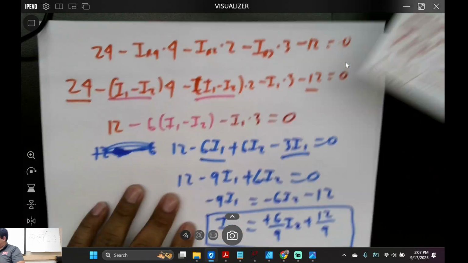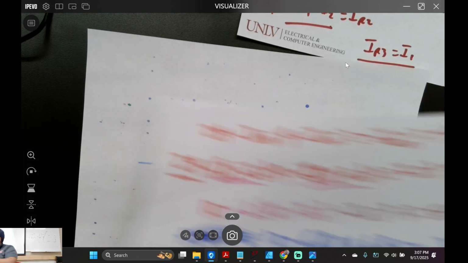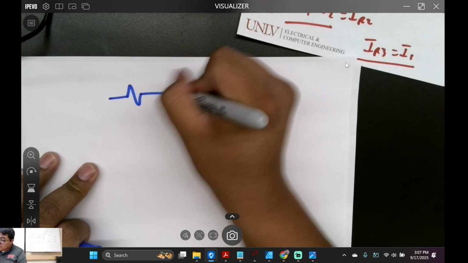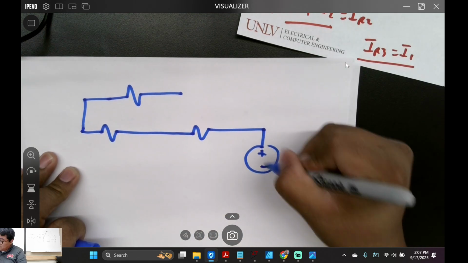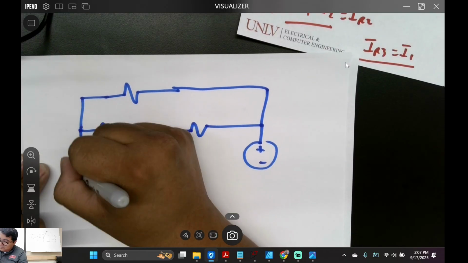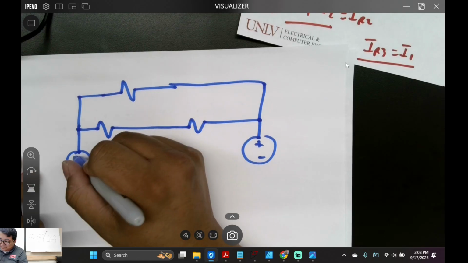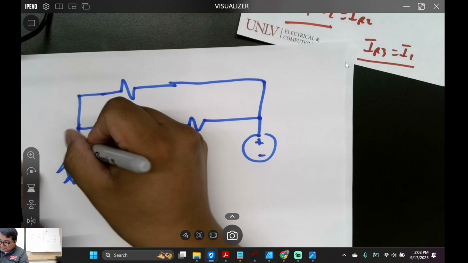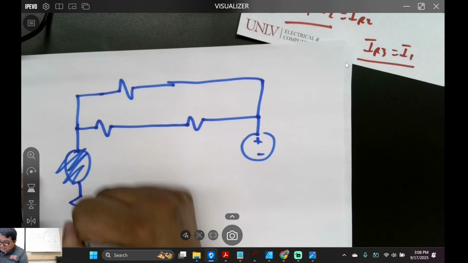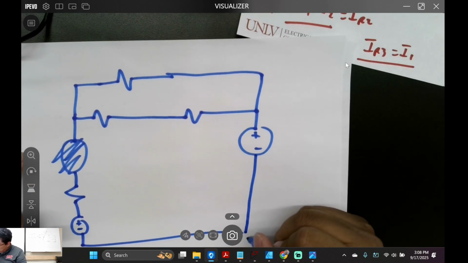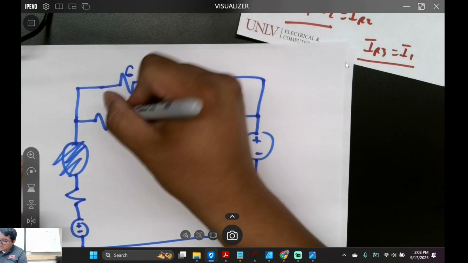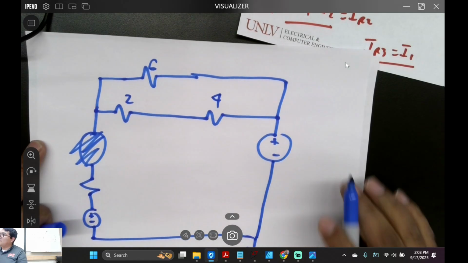I'm going to rewrite this circuit, to make sure this is simple for everybody. Wait, hold up. I don't like that. Messy, right? This is 6. This is 2. This is 4. Does that look good?